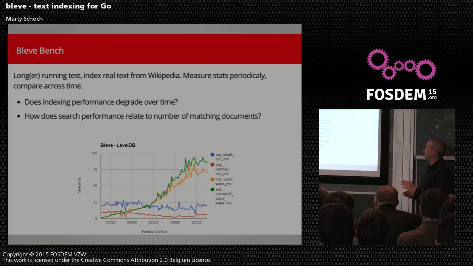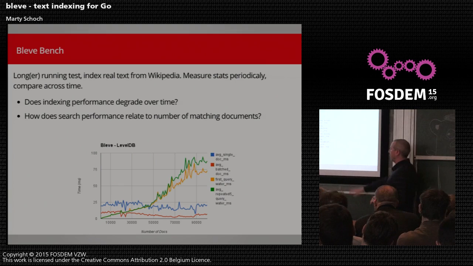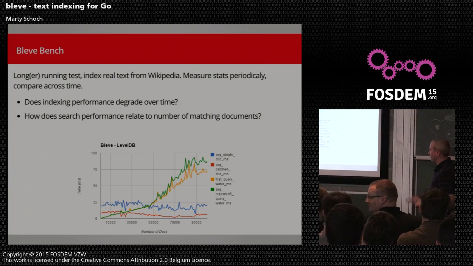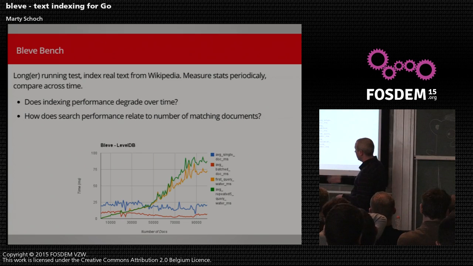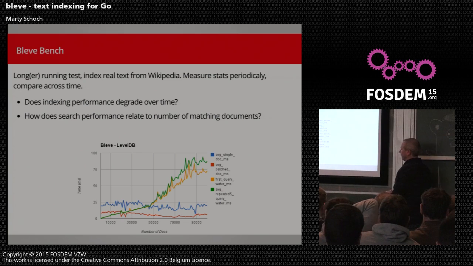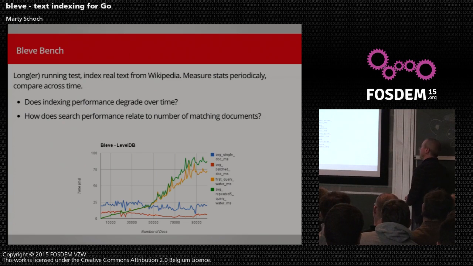So this helps us answer questions like, is the indexing performance degrading over time as we index more and more documents? Or, how does the search performance relate to the number of matching documents? And again, this is one snapshot that I just included here. I wouldn't focus too much on the details, but it gives you a sense of the kind of data we can look at and see, okay, well, the indexing looks pretty good. I mean, it's a little erratic at times, but it's not getting worse as we go necessarily.